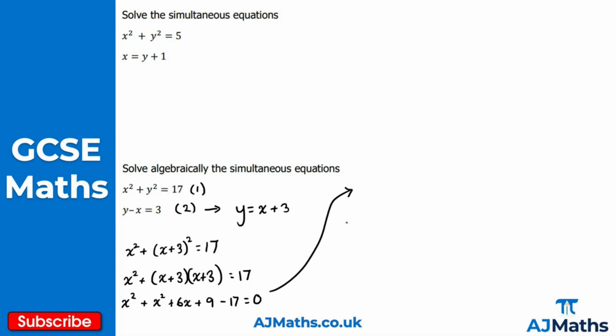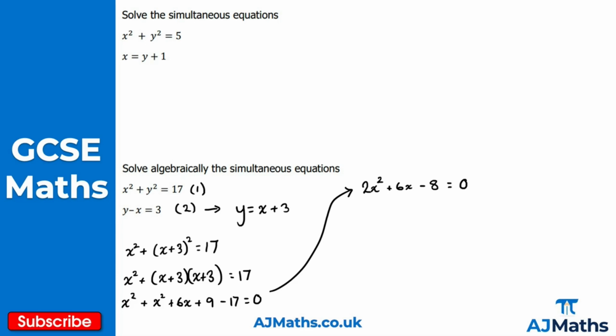So what I want to do here now is simplify, collect like terms. So x squared plus x squared is 2x squared. I've got 6x here. There's no other x's, so that's already in its simplest form. And then we've got 9 minus 17, and that will give me minus 8. Okay, and this is all equal to 0.